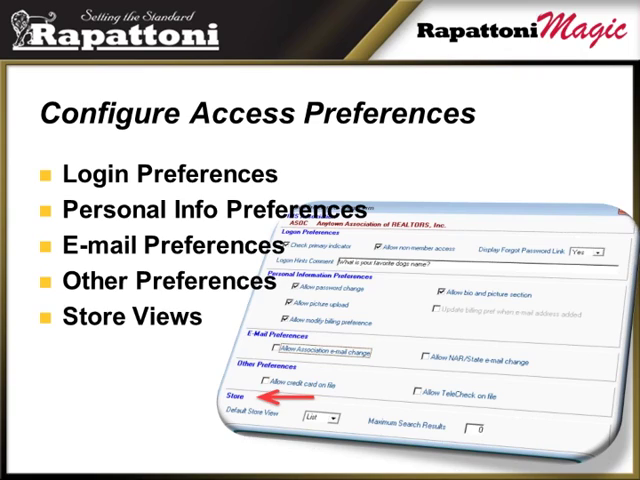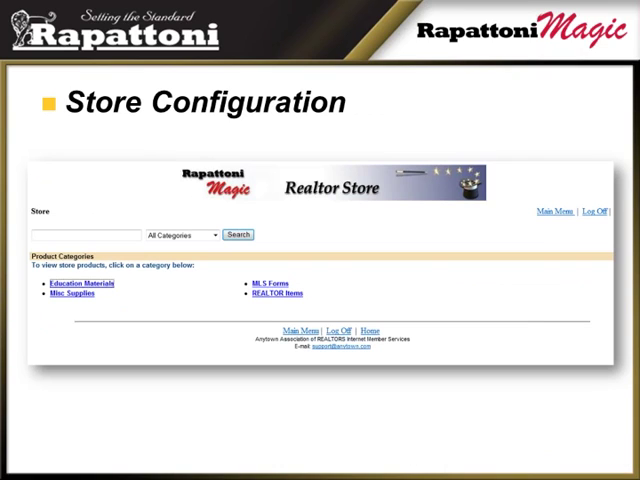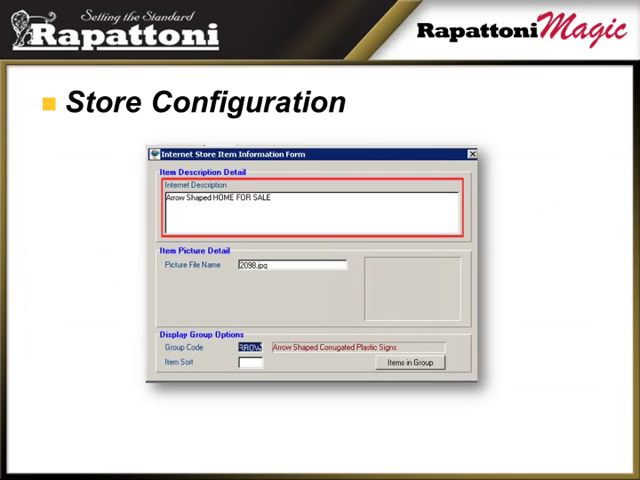Absolutely. With your Internet store, you can configure how your items will display. In this example, we have our list view showing the product categories. You can click on the category names to see the products listed under them. You can provide a detailed description of each item and a photo.